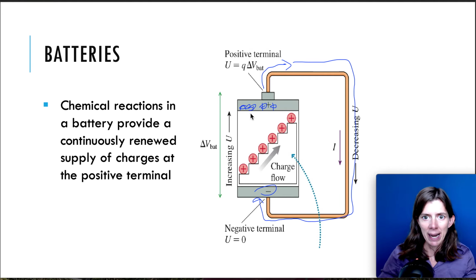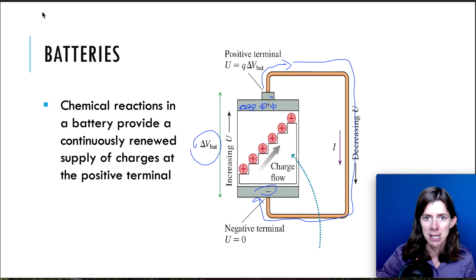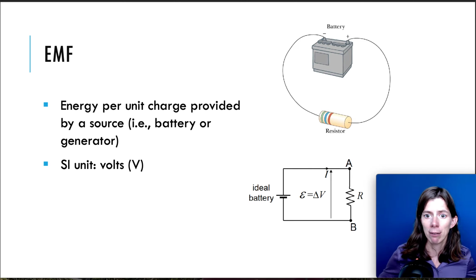By allowing charges to separate within a battery, that's how you have a potential difference in a battery, and that potential difference is providing energy to the charges so that they can go through the circuit. That's just a very simplified description of what happens within batteries. And now we can talk about EMF.